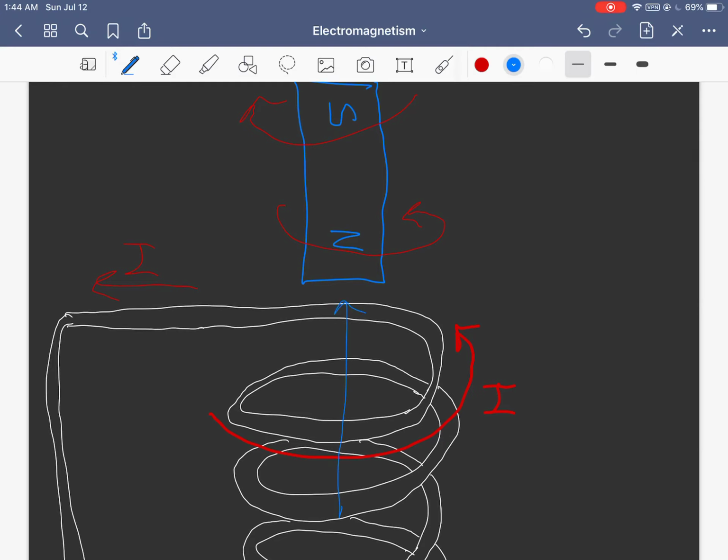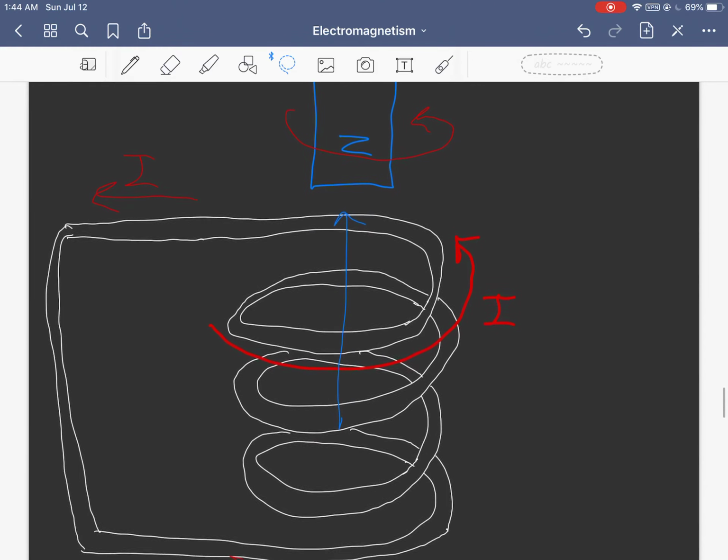And so what happens is that the north pole actually gets slowed down. So this north pole actually is getting pushed back up. And this should, in a way, make sense to you due to Newton's third law.